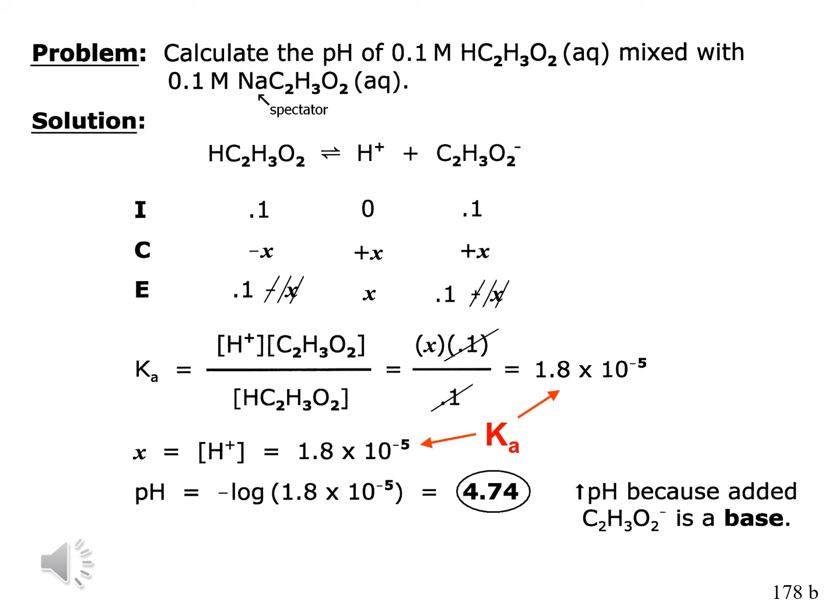And if you take minus the log of the H plus, you're also taking minus the log of the Ka. So that means that the 4.74 is the pH, but we're going to see that it's also the pKa. And the previous problem had a lower pH because when we added the acetate, which is a base, and when you add a base, the pH goes up.